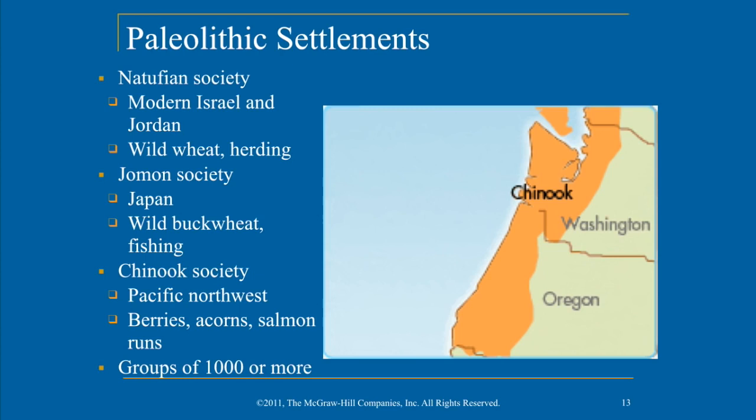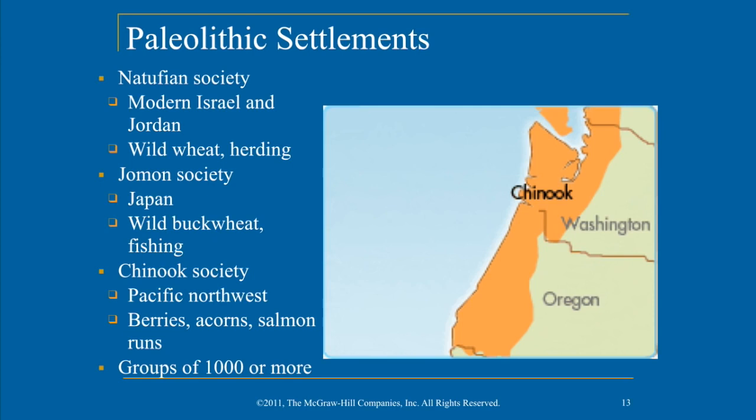The Chinook society, which is in the Pacific Northwest, were eating berries, acorns, and also watching the salmon run upstream when they're going back to the place where they were born. And if you're really smart, you can just whack one out of the air or grab one while it's swimming upstream. There were groups of about 1,000 or more.